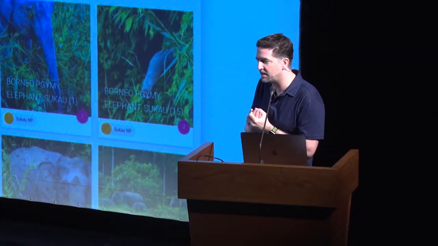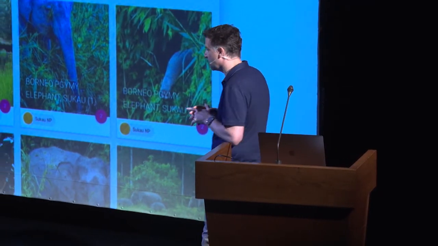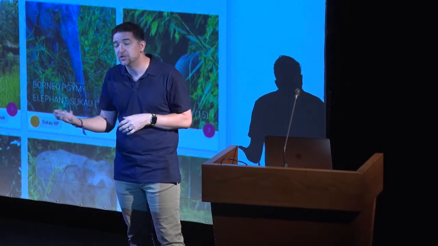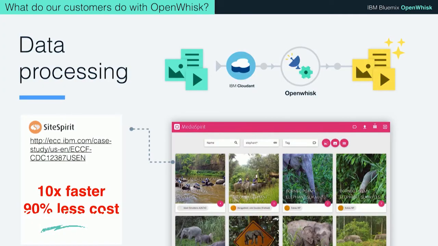First is SiteSpirit. SiteSpirit is basically a service that allows the travel industry to get access to imagery that they might use when they're building things like travel campaigns. They have a model where people upload imagery of their vacations and destinations that they're going to. And what they want to be able to do is very quickly take new imagery and make it available through their catalog. And to do that, they need to do a certain amount of processing on those images. They need to crop them. They need to resize those images into multiple formats and sizes, and then load them into their catalog. And so they're using OpenWhisk to accomplish that.